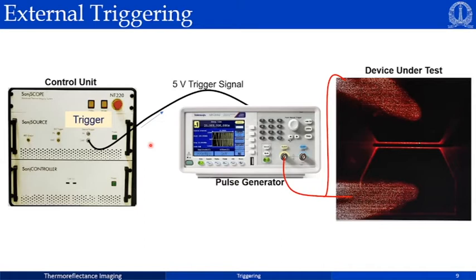However, it can only apply biases to the range of 60 volts. But sometimes we might need to generate specialized electrical pulses, which may be high voltage pulses, which may be ultra short pulses, etc. So to do that, we might have to use some external pulse generators to bias our devices.